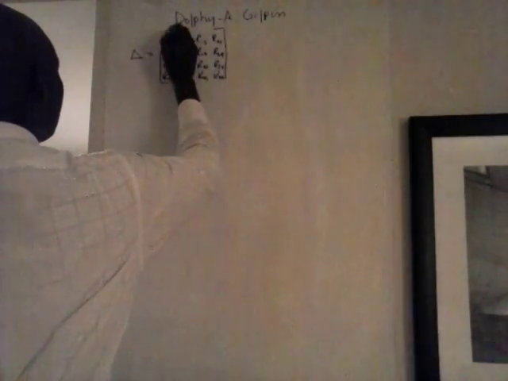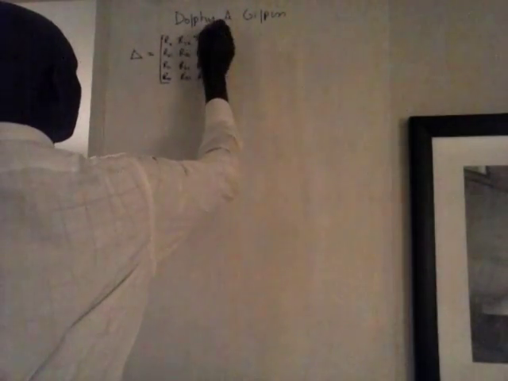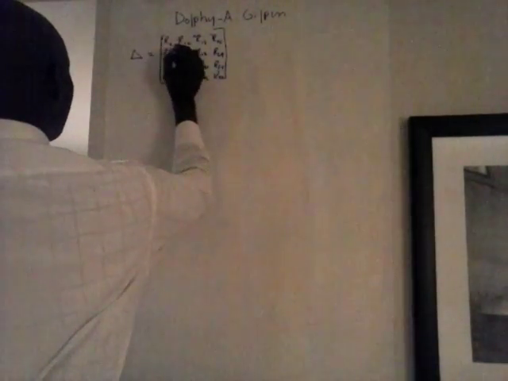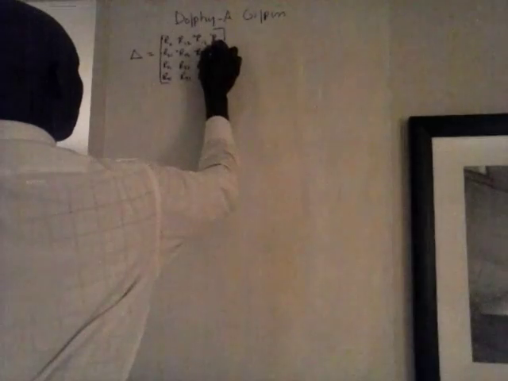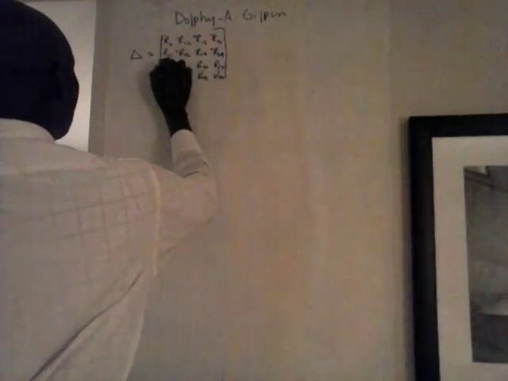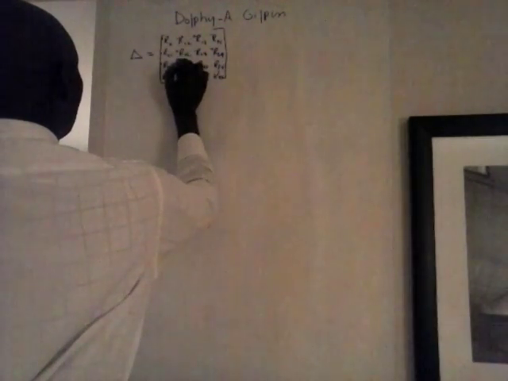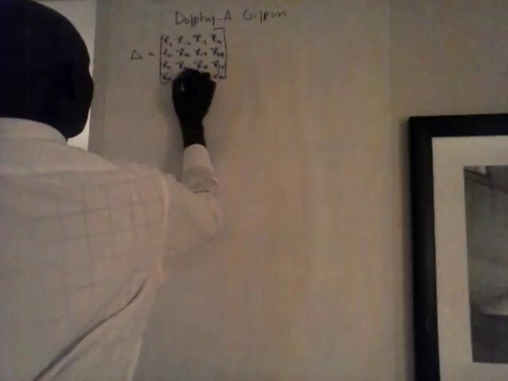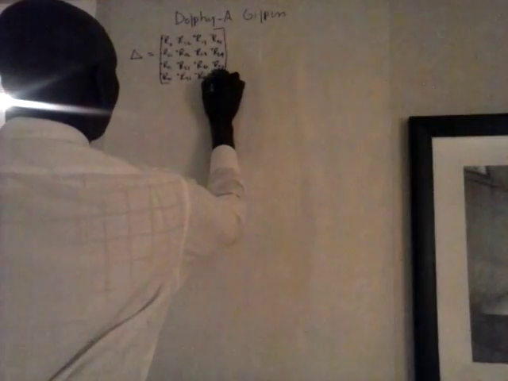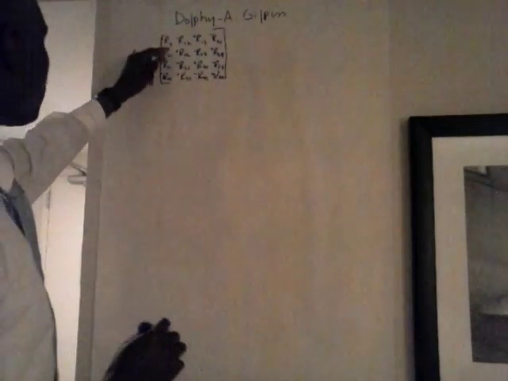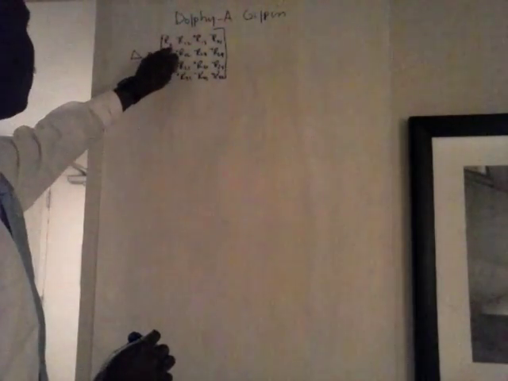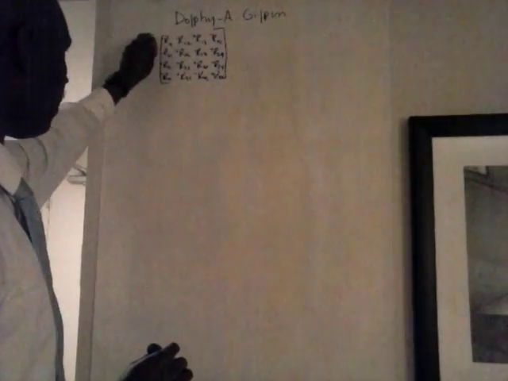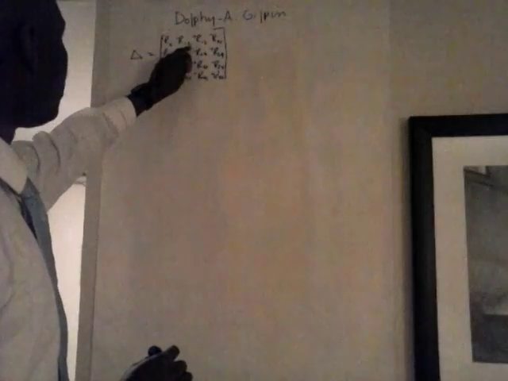plus, minus, plus, minus. That's plus, this is minus, plus, minus, plus, plus, minus, plus, minus, minus, plus, minus, plus. And when we determine these, we just simply take the subscripts, and if we add them and they are even, then it's a positive. If we add them and it's uneven, it's a negative.